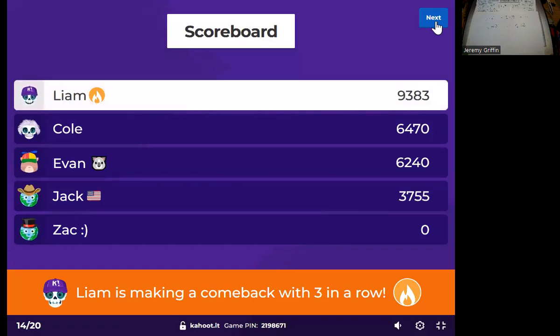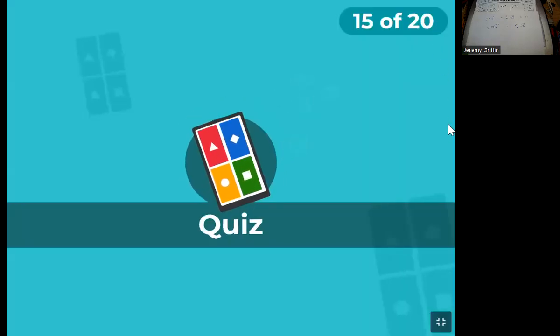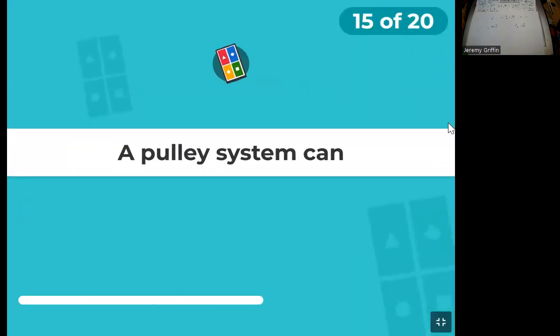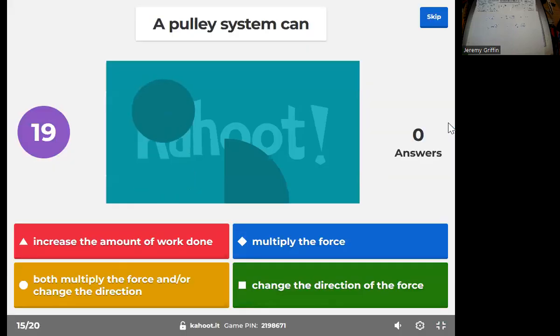All right, Liam still in first, on fire. We got Cole, Evan, Jack. Oh, a pulley system. Hey, you guys did this as a lab too. What kind of pulley system do?